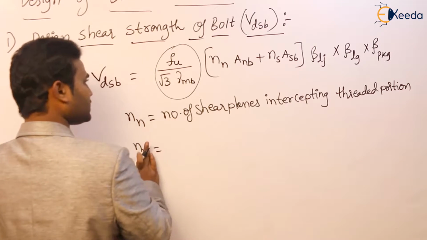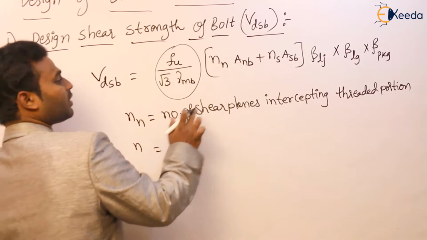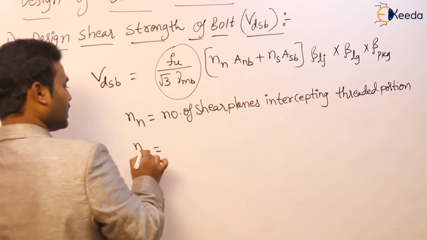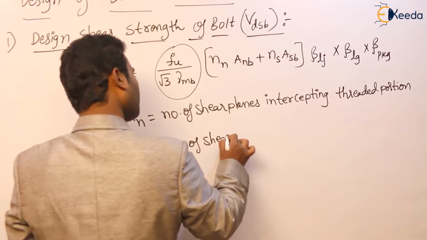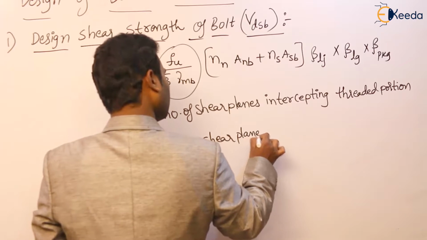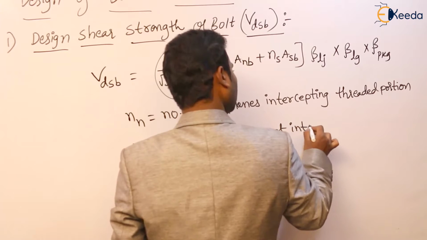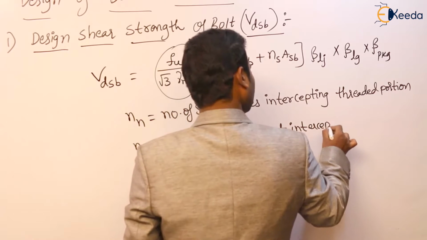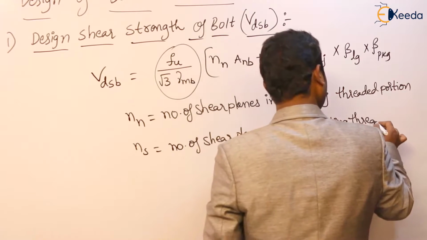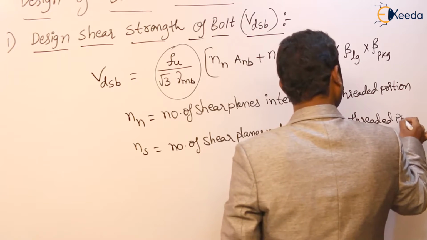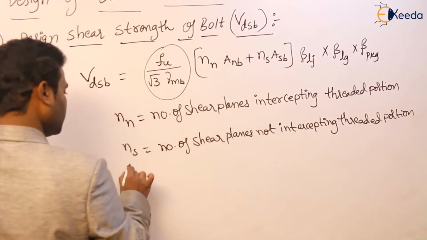Here NS. I'll explain with the diagram. So NN is the number of shear planes intercepting the threaded portion. NS is the number of shear planes not intercepting the threaded portion.